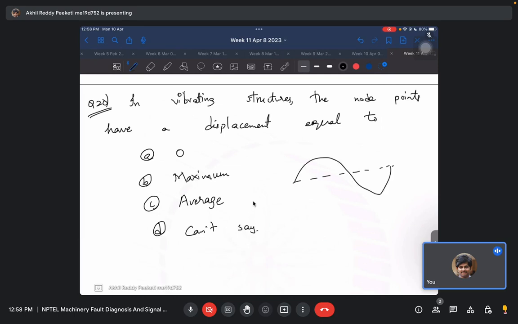So let's say this is the vibrating signal. So this is the point where the displacement is 0. So such points are called the node points and not the maximum or the average. So node points will have a displacement of 0.